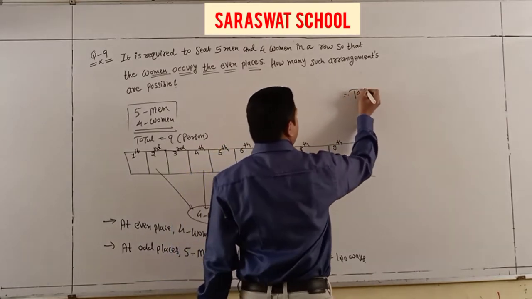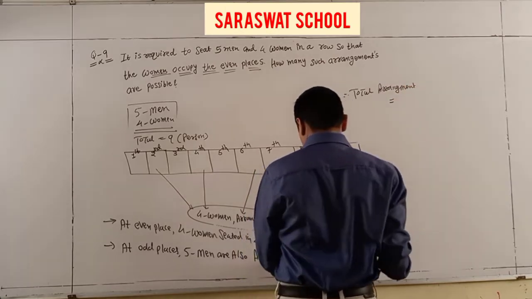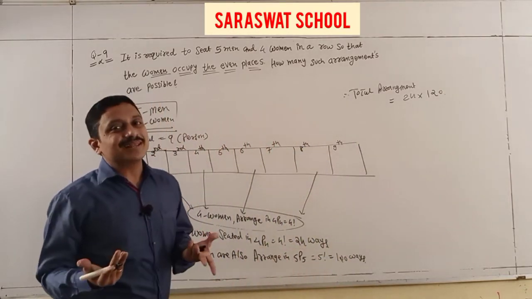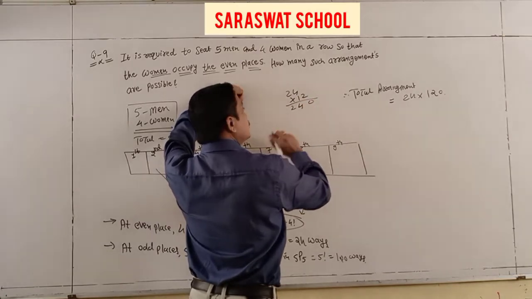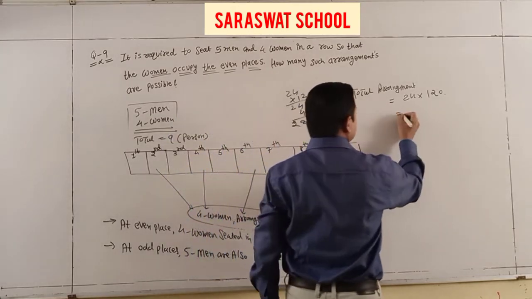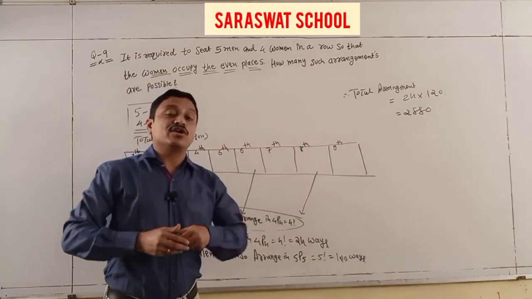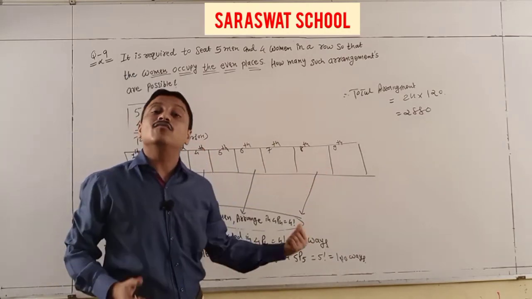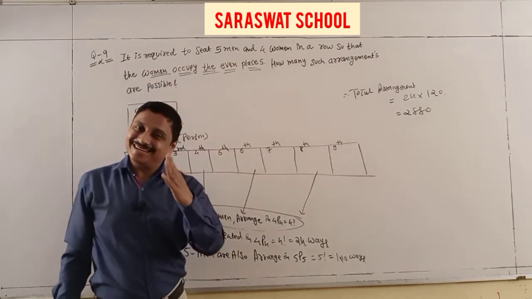Therefore, total arrangement, what is that? 24 into 120, and students, you just multiply it. So 24 into 120, I just simply multiply. 4 ones are 4, 2 twos are 4, 4 twos are 8, 8, and here 2. It's 2, 8, 8, 0, and that multiplication answer is your total arrangement for the 9 persons, but the even places must be seated by the women, the odd places by the men. Yes, students, it is happily done.